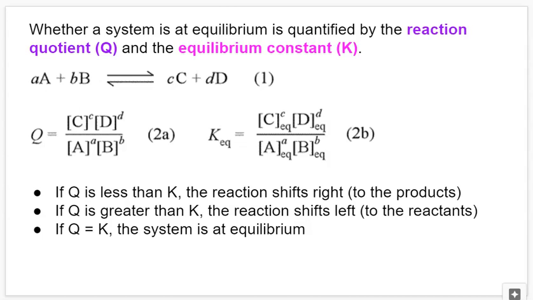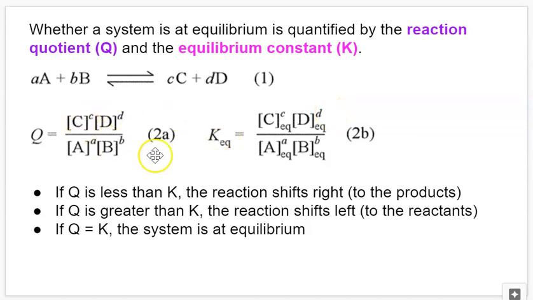So if Q is less than K, if the reaction quotient for the non-equilibrium conditions is less than K, that means that the ratio is more reactant favored, is more denominator favored than the products, which represent the numerator. Then the reaction is still going to shift right to the products because the Q is going to want to eventually equal K for it to be at equilibrium.